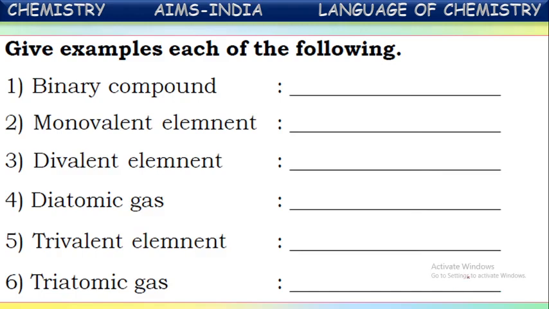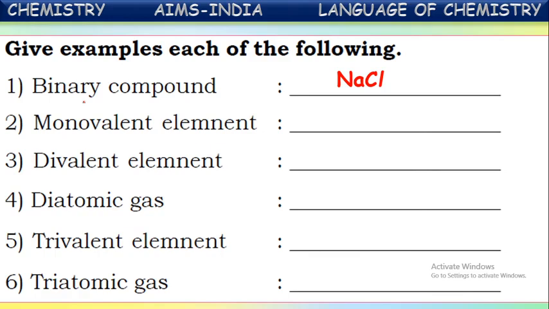Can you give an example? Yes, NaCl, which represents sodium chloride. In this, there are only two kinds of atoms, sodium and chlorine atoms. So, sodium chloride is one of the binary compounds. Next, monovalent elements. What are monovalent elements? The elements with valency 1 are called monovalent elements.